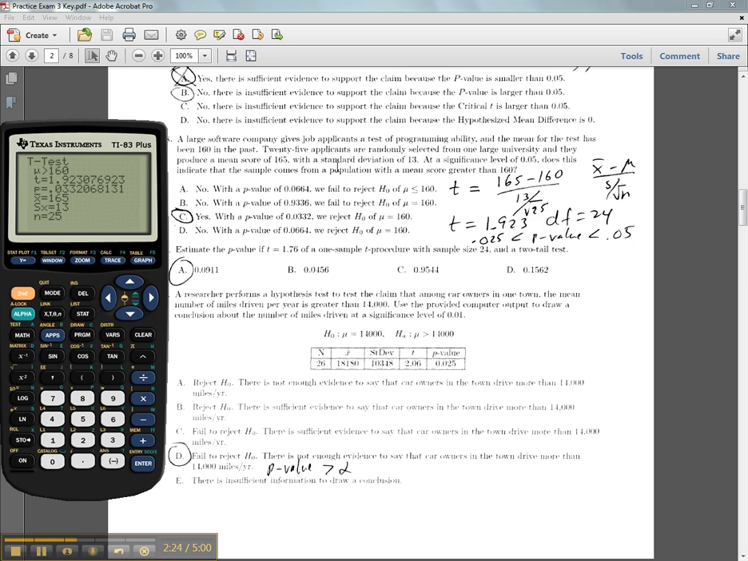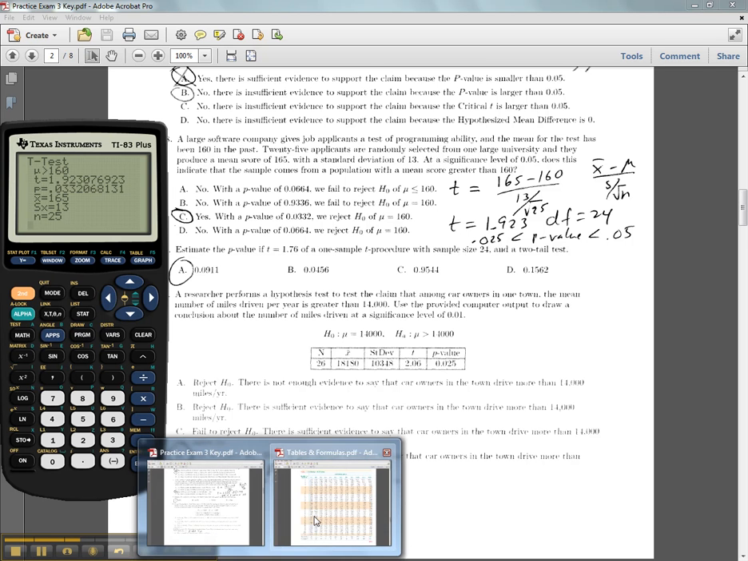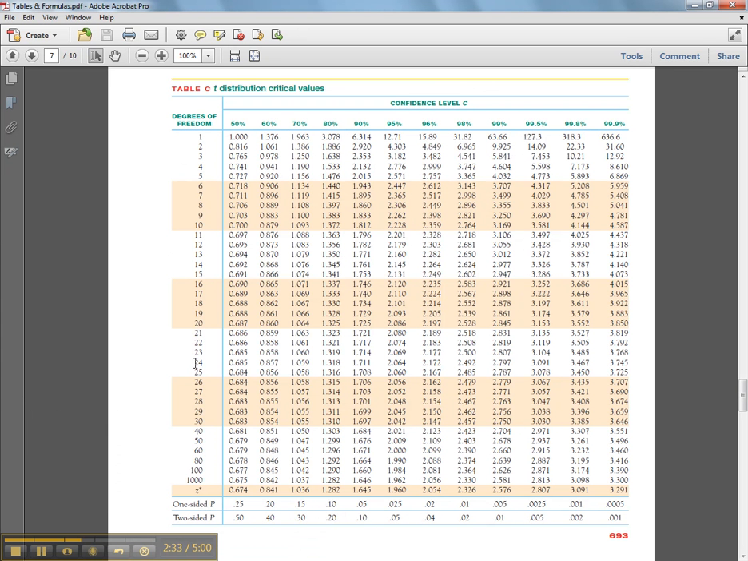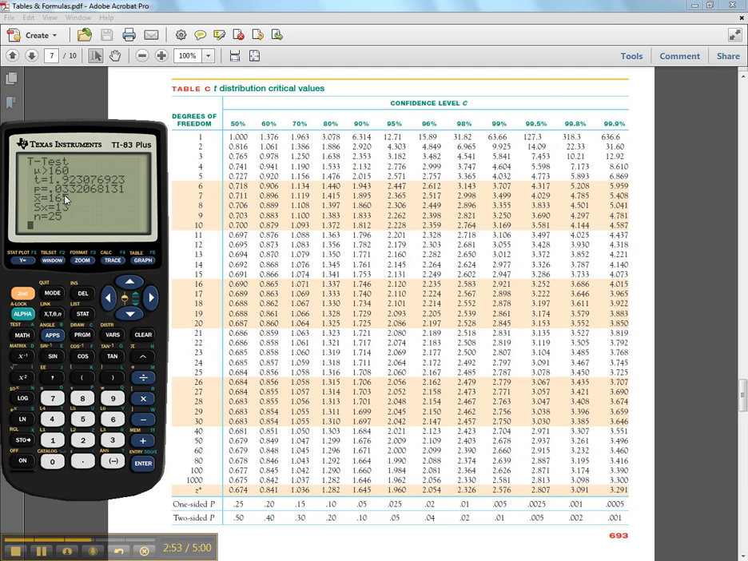But again, if we're using the table, we get an interval. So we get the t of 1.923 and we match it with a degree of freedom. So let me just show you that really quickly. With a degree of freedom of 24, we look for where t at 1.923 could be, and it could be between 1.711 and 2.064. So between, and this is a one-sided p, so it's between 0.05 and 0.025 p-value. And in our calculator, yeah, 0.03 is between 0.05 and 0.025.